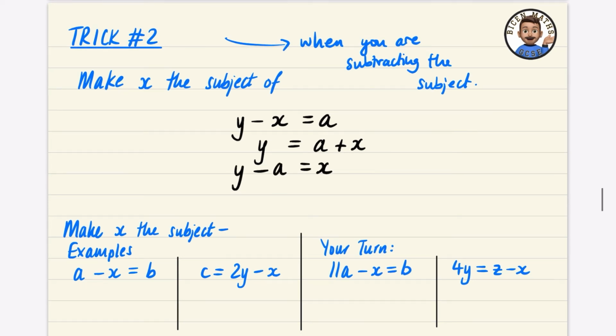So the x was here, and now it's here, and the a was here, and now it's here. So hopefully what you can spot that's happened is, again, they have swapped places. So when you are subtracting the subject, it will swap with the expression or the term on the other side.